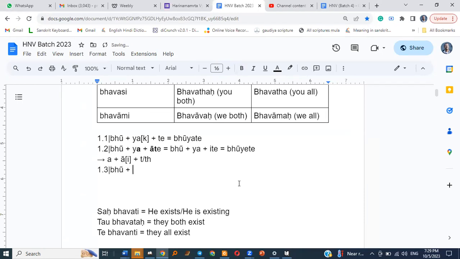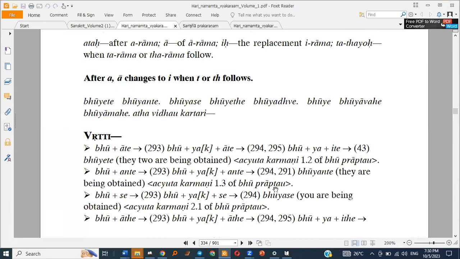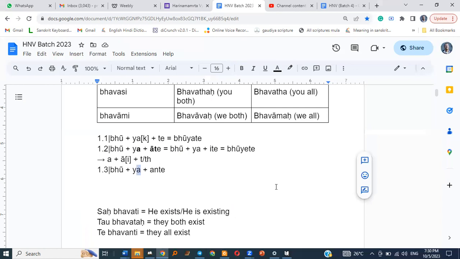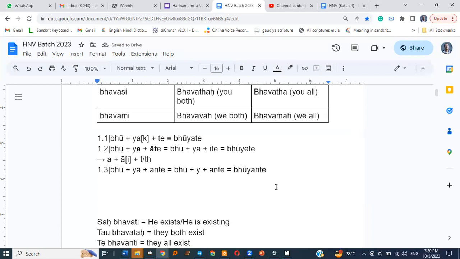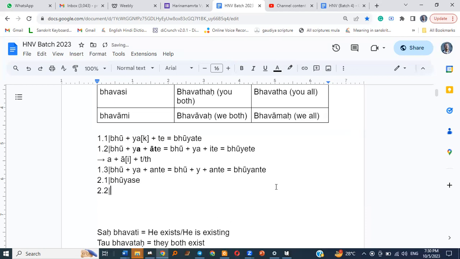If not clear, you can kindly ask also at any point of time. The next pratyaya is Ante. Te, Ate, Ante. Again, we insert Yak. Guna can't be applied. And then we delete the A, by the rule Ato Lopa. So there was one rule previously that if we have A followed by either A or Ya, then the first A gets deleted. And then we combine everything, club it together, becomes Bhuyante. Bhuyate, Bhuyete, Bhuyante. Similarly, Madhyama Purusha Ekavachana would be Bhuyase, Bhuyethe, Bhuyadhve. Same pattern.